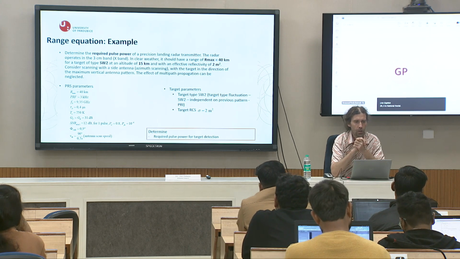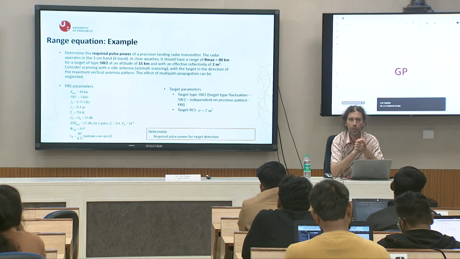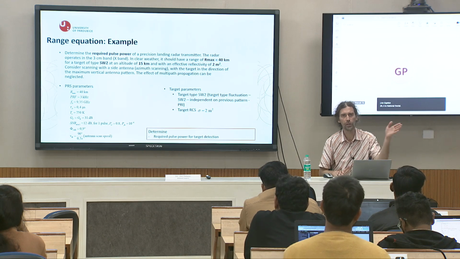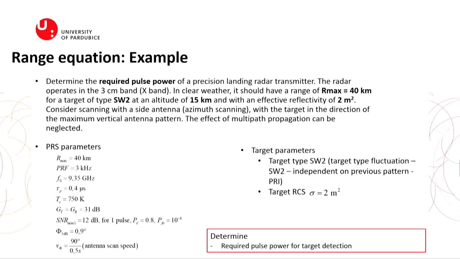Fine. For a target of type Swerling 2, what does it mean? High fluctuation of the target. RCS is very fluctuated. Swerling 0 is non-fluctuated, Swerling 1 is low fluctuation, Swerling 2 is high fluctuation of radar cross section. It is given by a table, you can see this formula. And this target is at an altitude of 15 kilometers and with an effective reflectivity of 2 square meters. It is RCS. So it is not big.